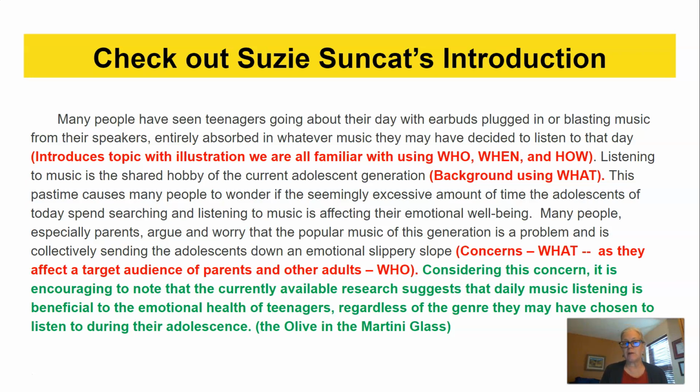That introduces the topic with an illustration, and it gives us the who, when, and how. Listening to music is the shared hobby of the current adolescent generation. Little background using what?